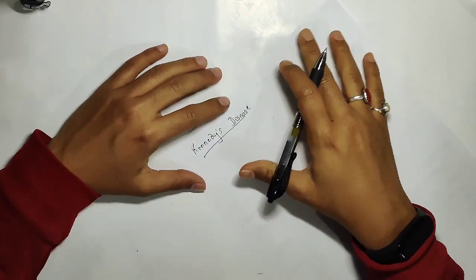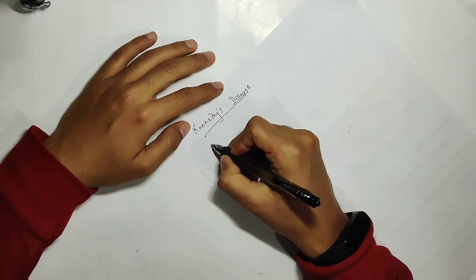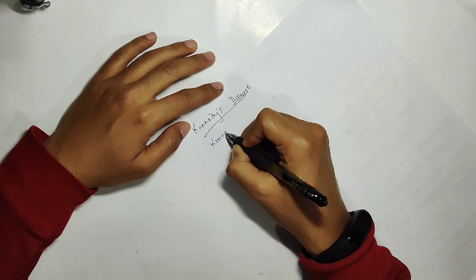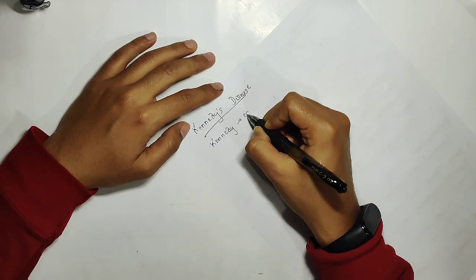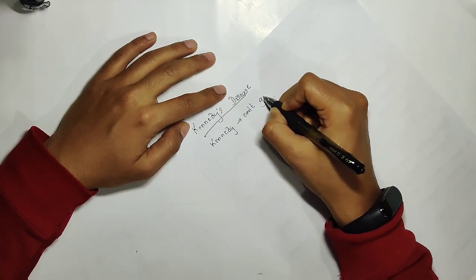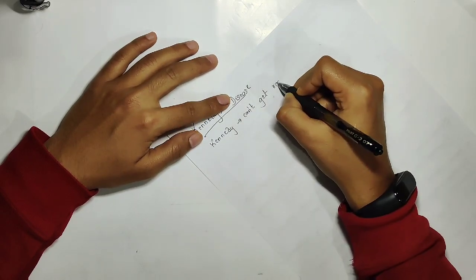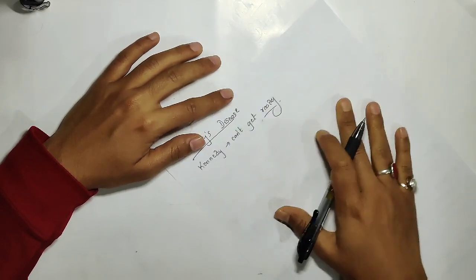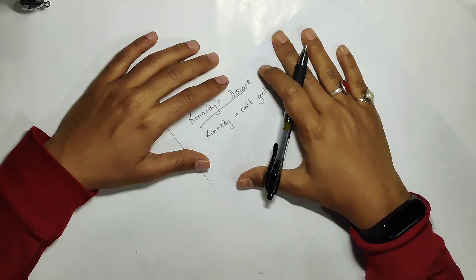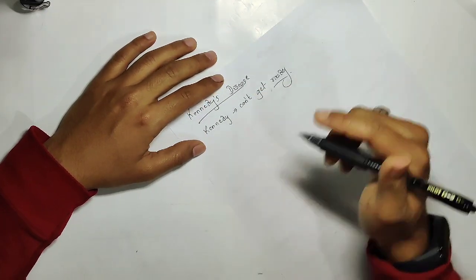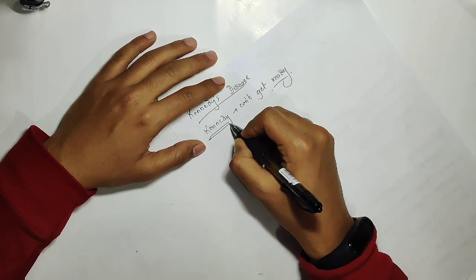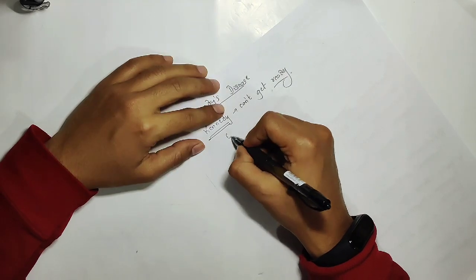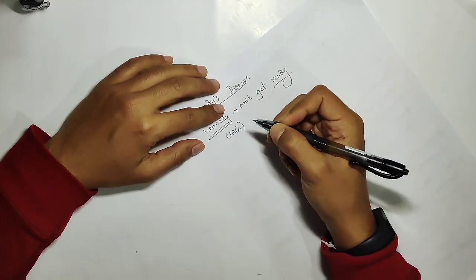And the interesting mnemonic for Kennedy's disease is Kennedy can't get ready. Okay, this is a bit of a dirty mnemonic. Kennedy can get ready, because in Kennedy's disease there is trinucleotide repeat of CAG, right?